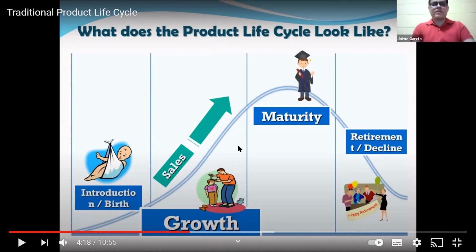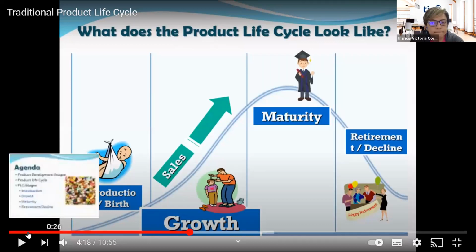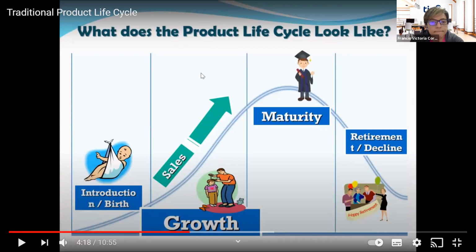Vicky, what do you think? What is the most difficult stage? I agree with Gabi. It's introduction. Because you need to do your best, you need to invest, you need to do a lot of promotion, so you can have better results later on, right?